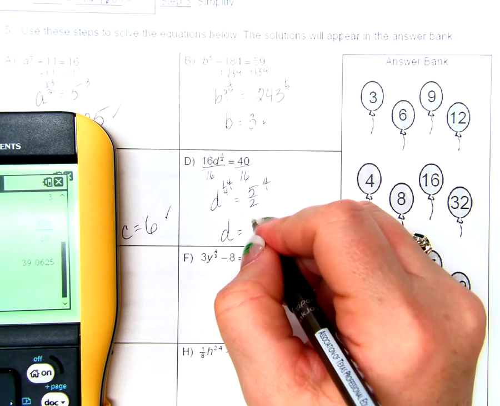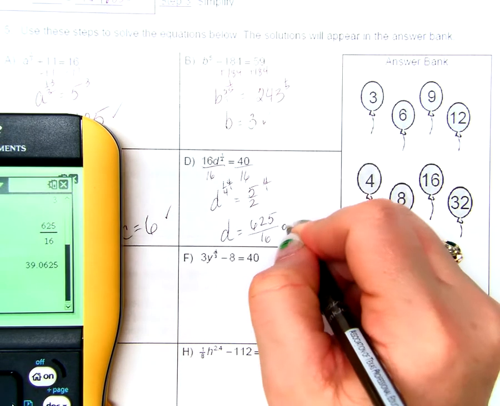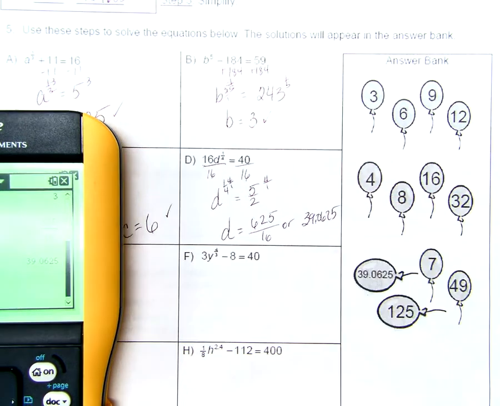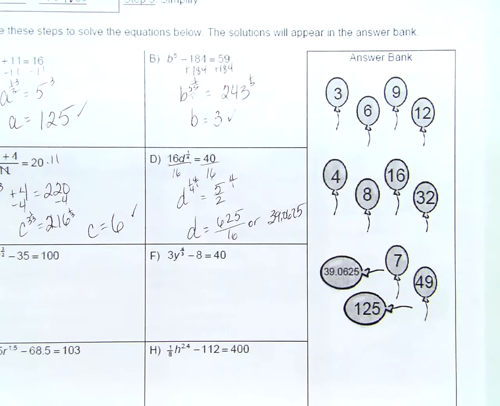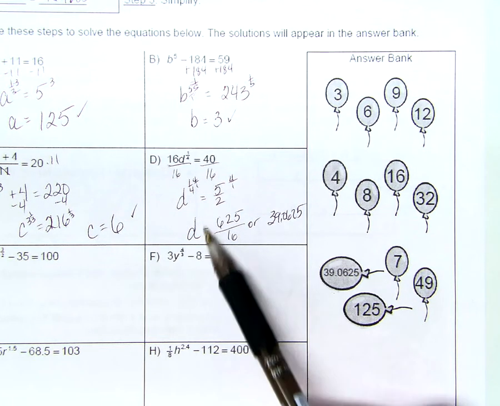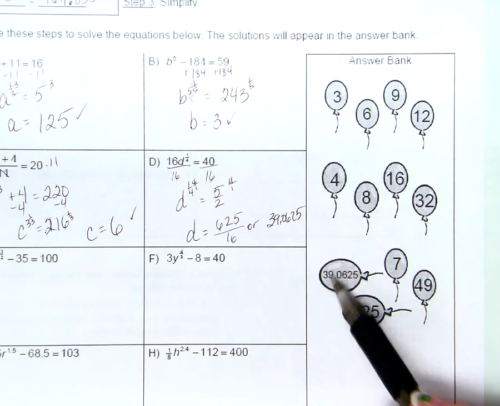So what did we get? 625 over 16 or 39.0625. Okay? So quick question. Why did I put both of them? Also, this one right here is not in the answer bank. This one is. See? It's right there.